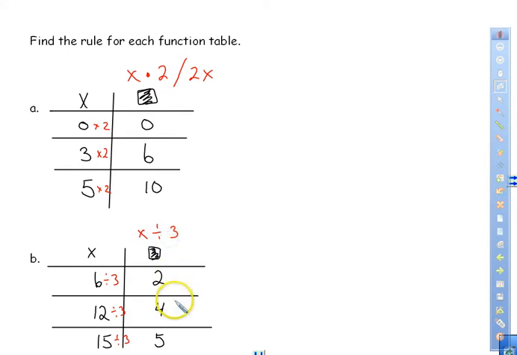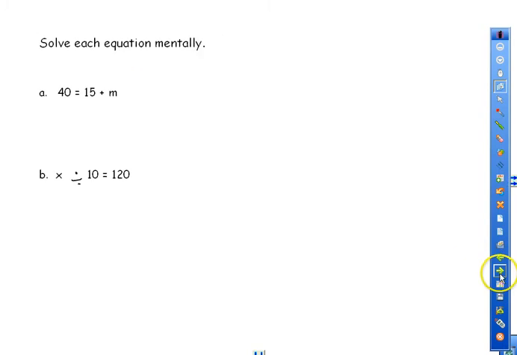Okay. So let's look at our next one. Solve each equation mentally. So go ahead and hit pause and solve those.